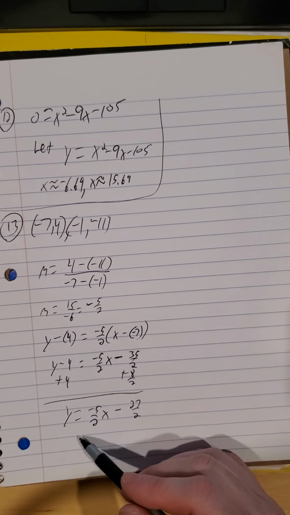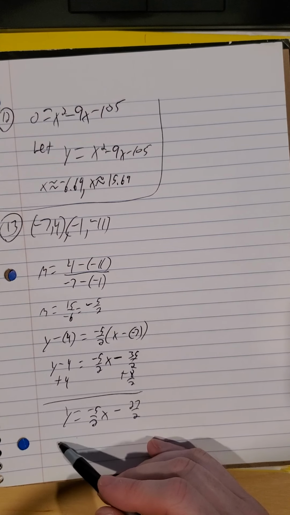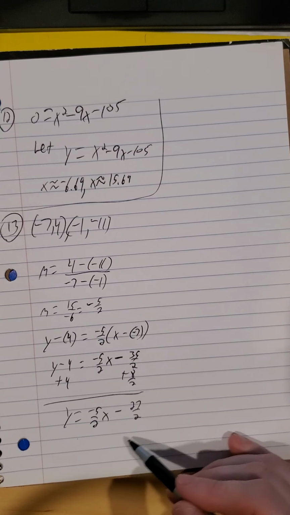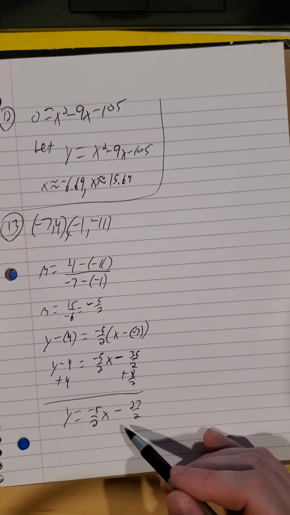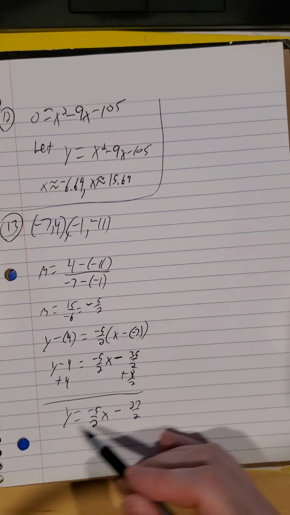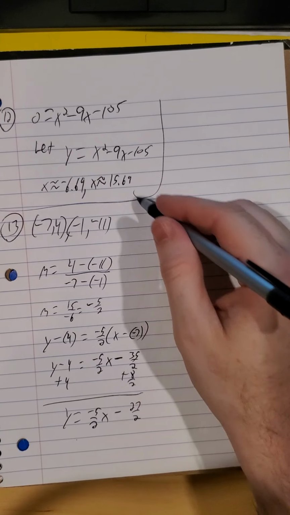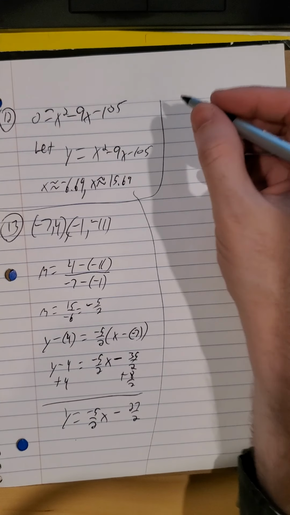So y is negative 5 halves of x, and then that would be minus 27 halves. So that's one of the versions you could have left the answer in. You could have gone with function notation: f of x is negative 5 halves of x minus 27 halves. Or you could have gone with the standard form, clear the fraction, move the 5x over, and have 5x plus 2y is negative 27. Any of the three of those is fine.